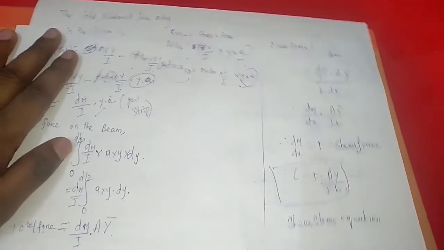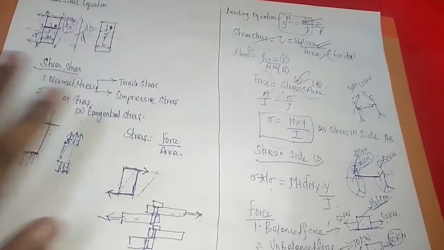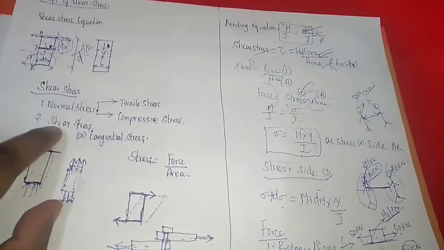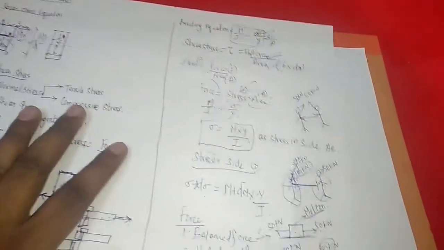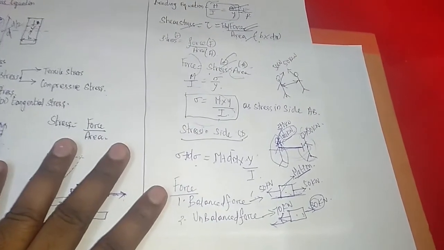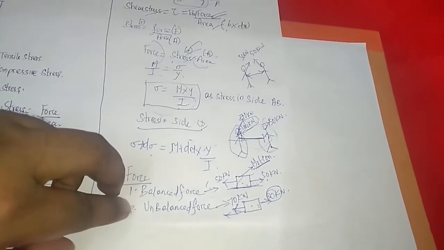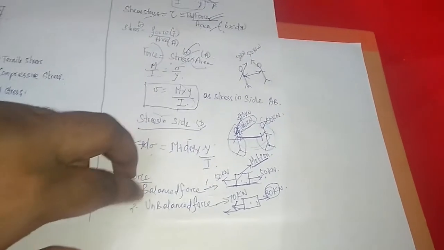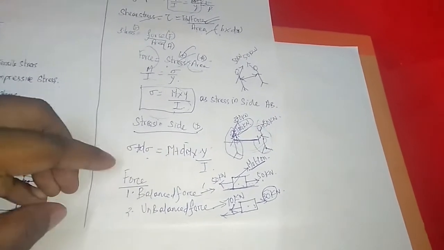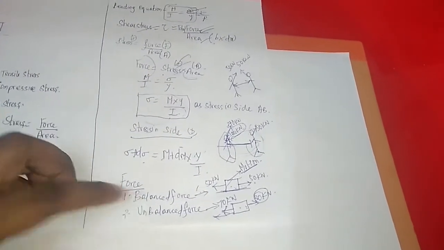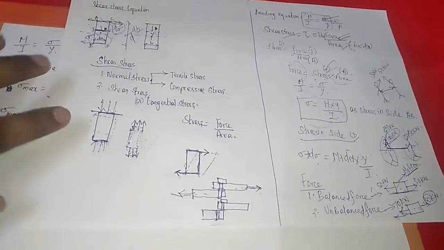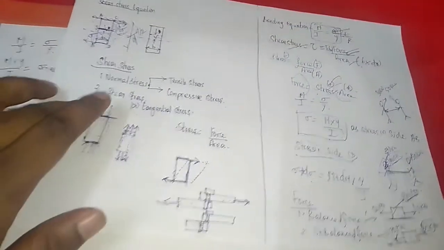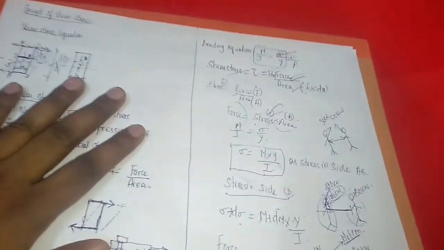Draw the diagram very neatly in your notes and write all these things that I have explained: normal stress, shear stress, everything. Please write very clearly. Also, I have explained balanced force and unbalanced force, which is apart from the syllabus. Shear stress and normal stress are also apart from the syllabus in your unit 5.